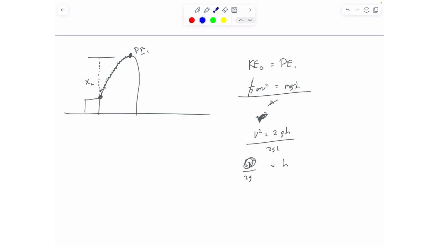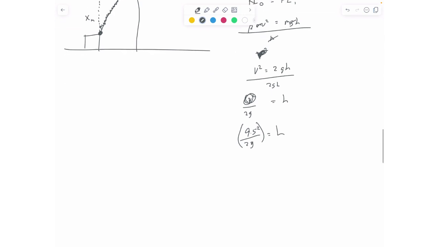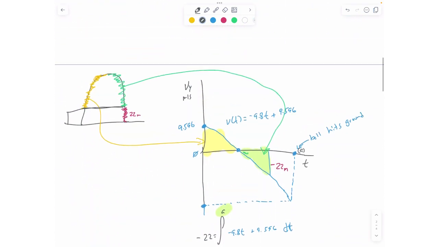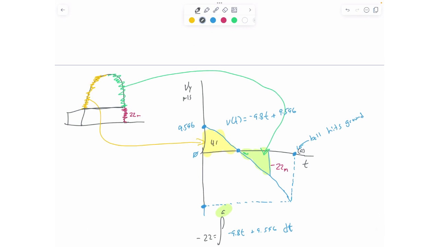Okay, so once you do that, this v squared is 9.5. So you do 9.5 squared over 2g, which is 9.8, and that's h. If you do that, you'll get h equals 4.6 meters. And so now, using that, you could come back here and say this area here is 4.6. And if this area here is 4.6, that means this area here is 4.6. And so there you go.